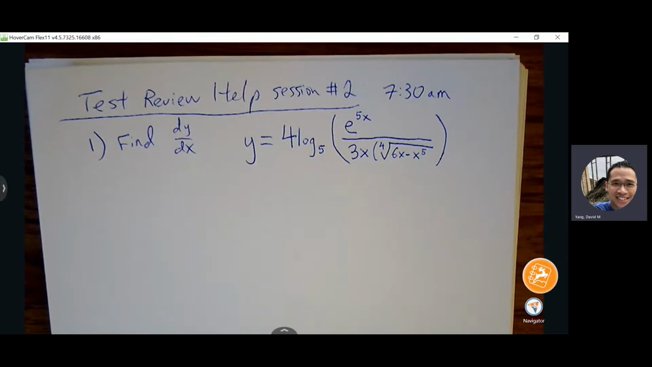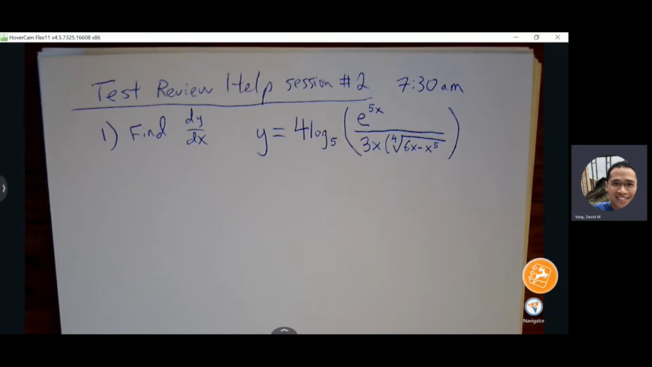Okay, so number one, find the derivative for this equation. Oh, we always want to consider log expansion before we do anything with derivatives. So yeah, you guys can get out a sheet of paper. I'm just going to create some problems for us to work on.